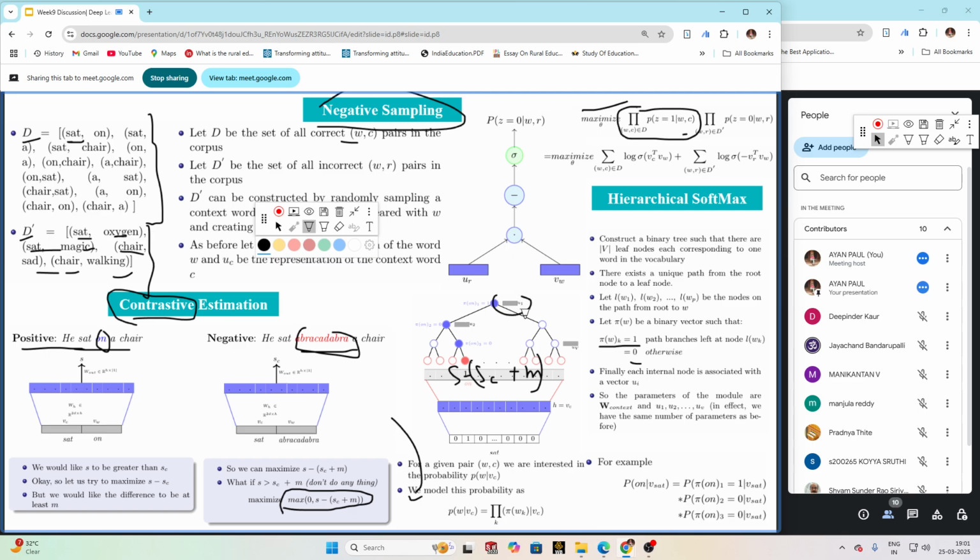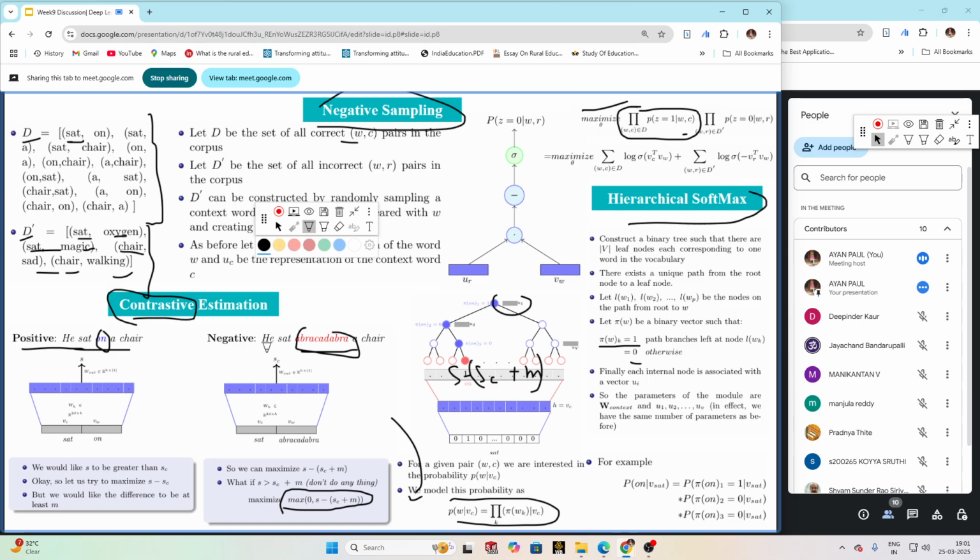For example, this is our root node and this is the leaf node. Whenever we travel to the left node, our probability will be 1, and otherwise our probability will be 0. So for each probability you will form the loss function, and you will be multiplying the probabilities. Okay, so what is our target? Our target is to maximize the probability of the correct path to reach our destination, the leaf node. So this is known as hierarchical softmax.